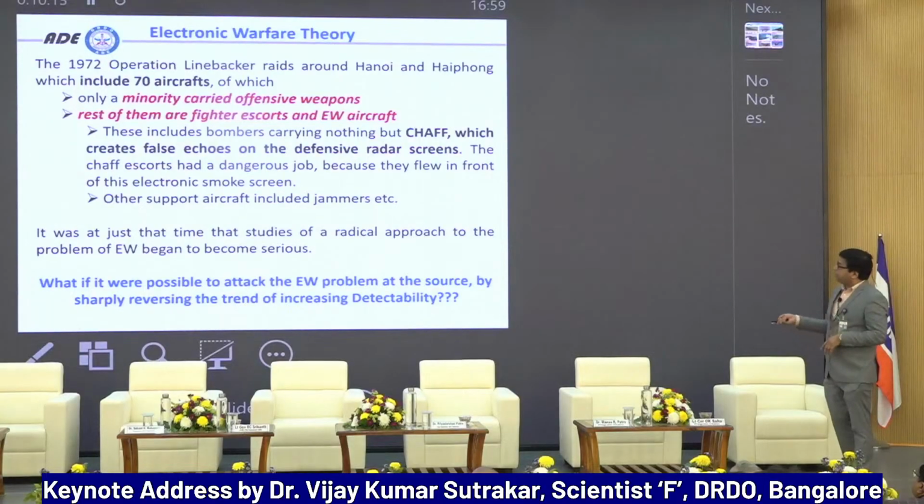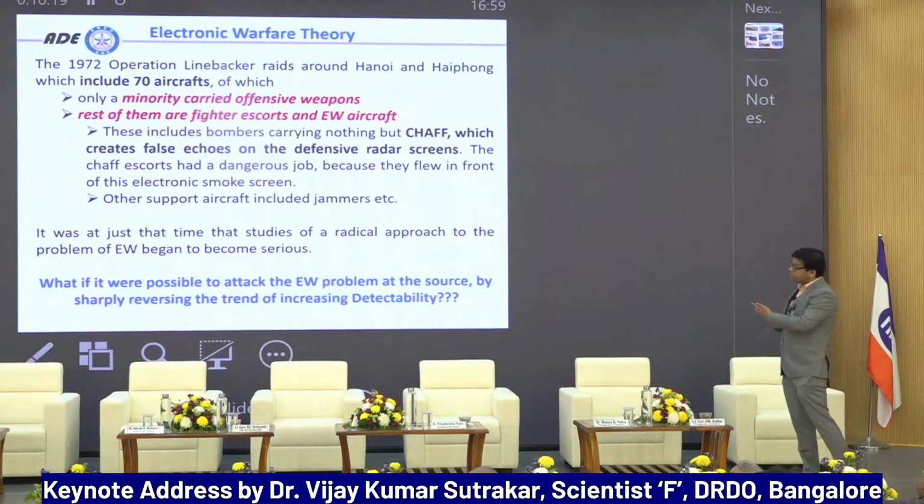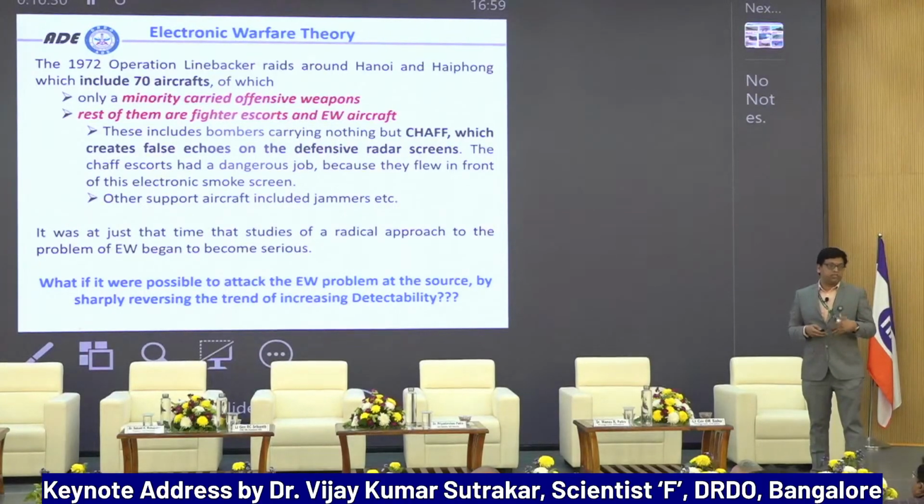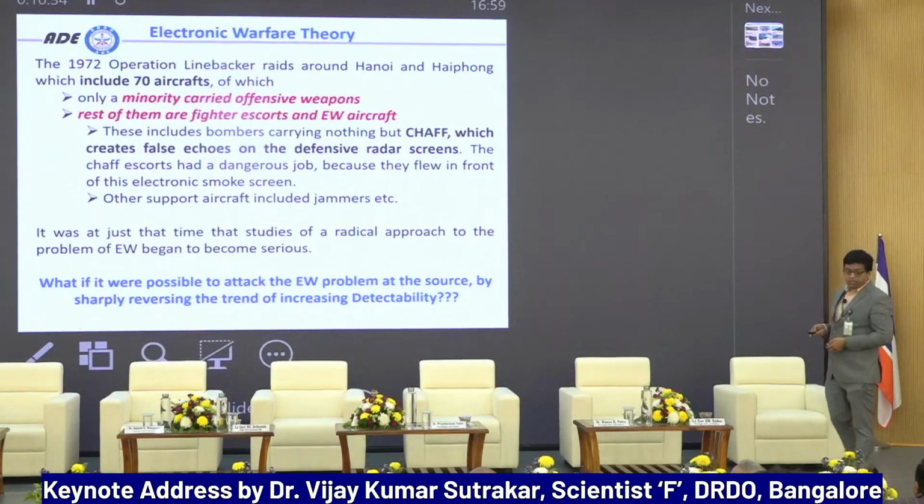So at that time this thought process came: can we look into this EW problem seriously in a different way, by seeing how we can reverse the problem by reducing the detectability? So that is how the signature came in, and people started looking into that. Can we reduce the signature of the aircraft? Can we build a bird with a low signature so that the rest of the inventory can be removed? Now any aircraft which has to fly and do the missions will become hardly 20% of the total number of aircraft.